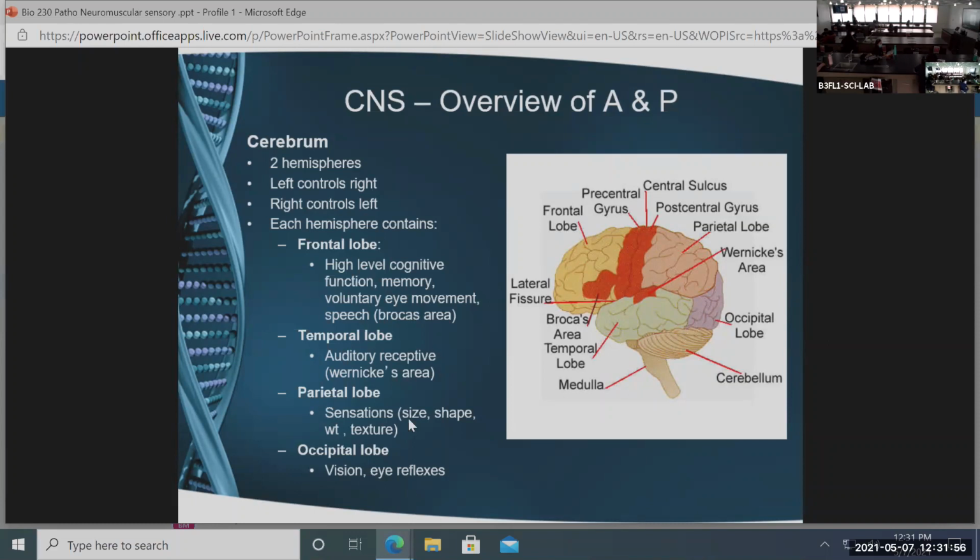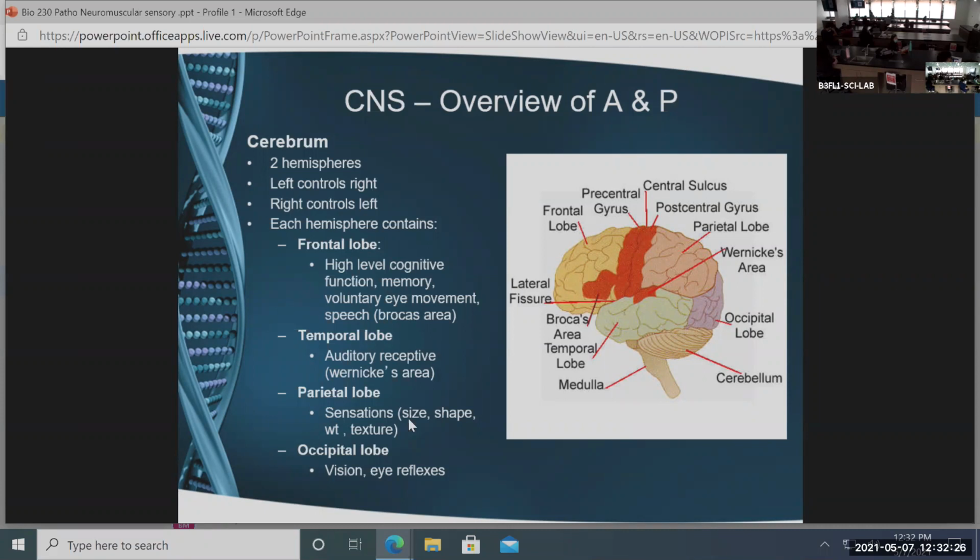Now, I also mentioned the corpus callosum. Don't ignore the corpus callosum. It connects the two hemispheres together. Each hemisphere contains the lobes: frontal lobe, temporal lobe, parietal lobe, and occipital lobe. Just refresh all those things.